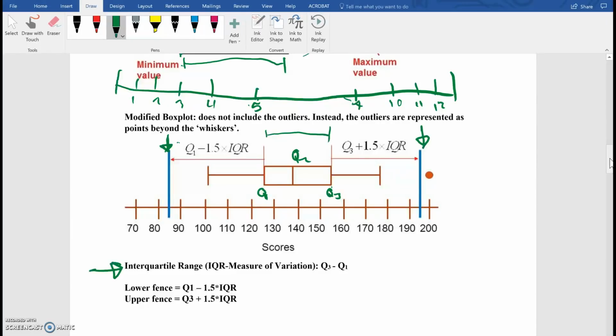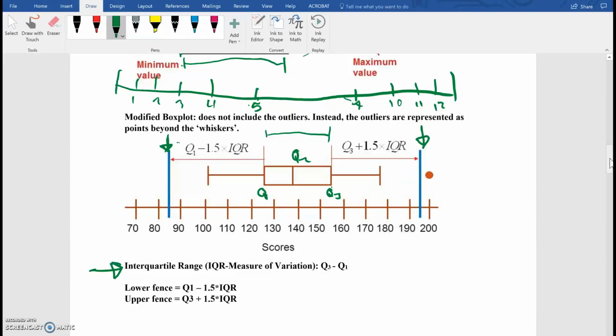Now, what I'm going to do is take Q3 and add the interquartile range. So the range between Q3 and Q1, I'm going to add it to Q3, right? So it's kind of like I added an extra box. And then I'm going to add 0.5 of it, so a little more than 1, a little bit more than half of the box. So I'm going to add that. And that is going to give me my upper bound, or my upper fence.